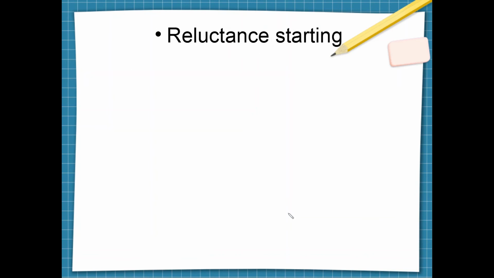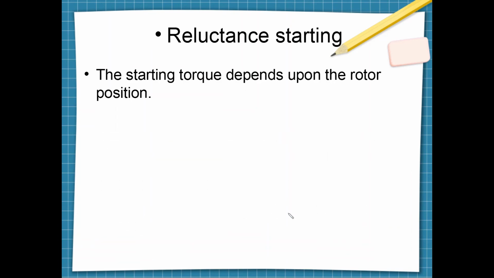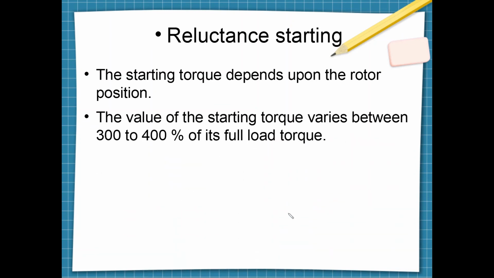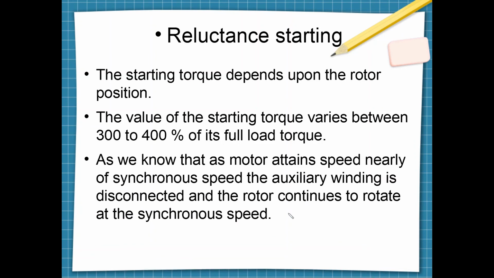Now we will come to reluctance starting. The starting torque depends upon the rotor position, where the rotor is as compared to the stator. The value of starting torque varies between 300 to 400% of its full load torque. As we know, as a motor attains a speed nearly the synchronous speed, the auxiliary winding is disconnected and the rotor continues to rotate at synchronous speed. We have covered it in the previous slides.